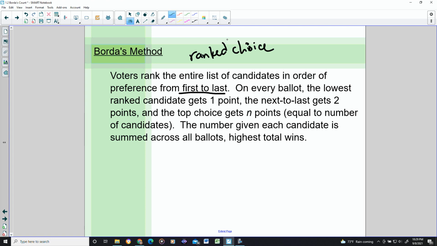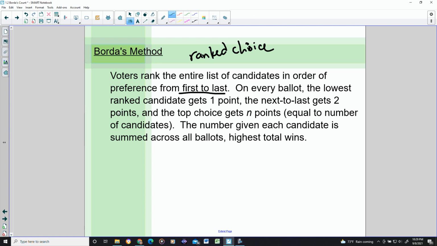So this is the main Borda's method, the main version of it. What this essentially is doing is allowing every choice on every ballot to have some impact. And that's powerful, rather than only looking at first choices, second choices, things like that. This takes a lot of things into account.